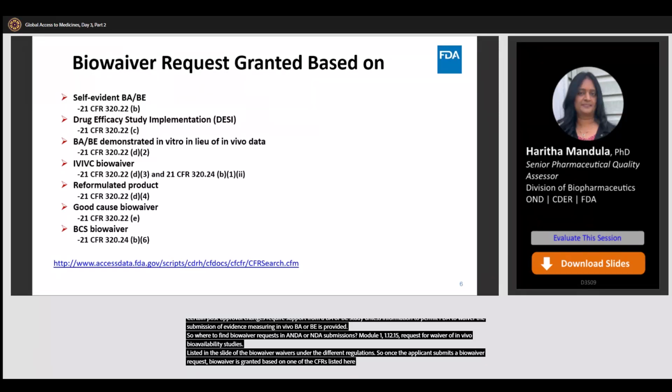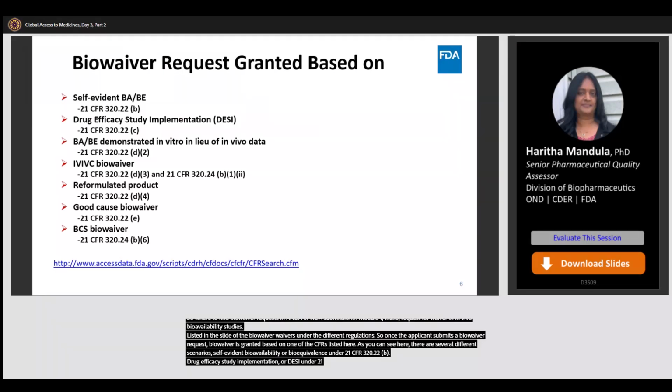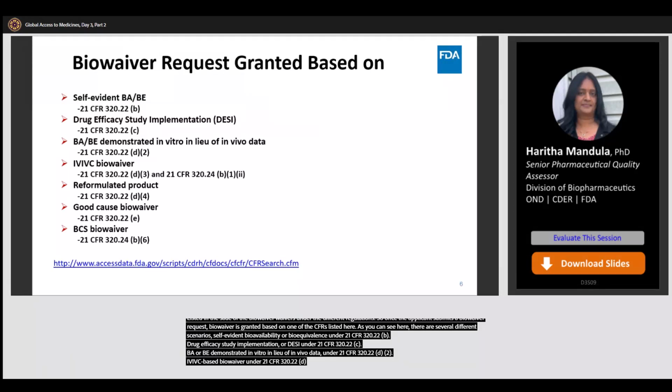As you can see here, there are several different scenarios: self-evident bioavailability or bioequivalence under 21 CFR 320.22(b), drug efficacy study implementation or DESI under 21 CFR 320.22(c), BA or BE demonstrated in vitro in lieu of in vivo data under 21 CFR 320.22(d)(2), IVIVC-based biowaiver under 21 CFR 320.22(d)(3), reformulated product biowaiver under 21 CFR 320.22(d)(4), good cause biowaiver under 21 CFR 320.22(e), and BCS-based biowaivers under 21 CFR 320.24(b)(6).